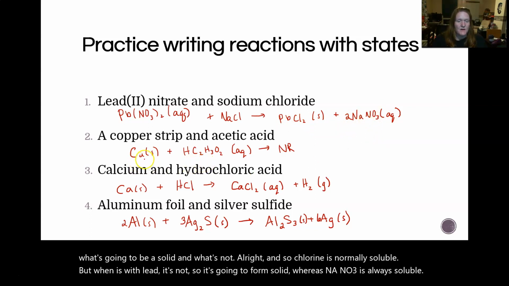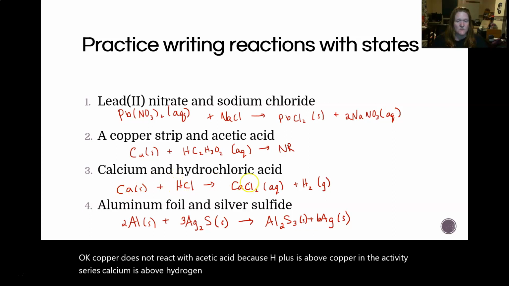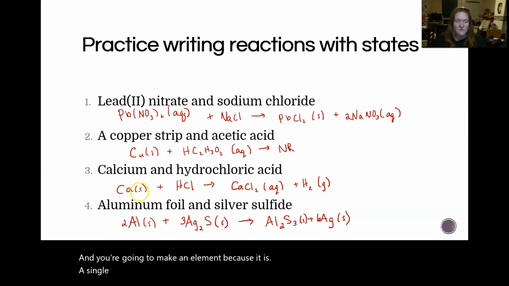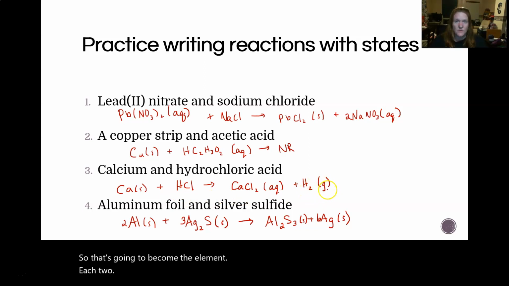Okay, copper does not react with acetic acid because H+ is above copper in the activity series. Calcium is above hydrogen in the activity series, so the reaction will occur. And you're going to make an element because it is a single displacement reaction. So calcium becomes the ion, and the hydrogen cation is going to become the element, H2. We should know that hydrogen's a gas.